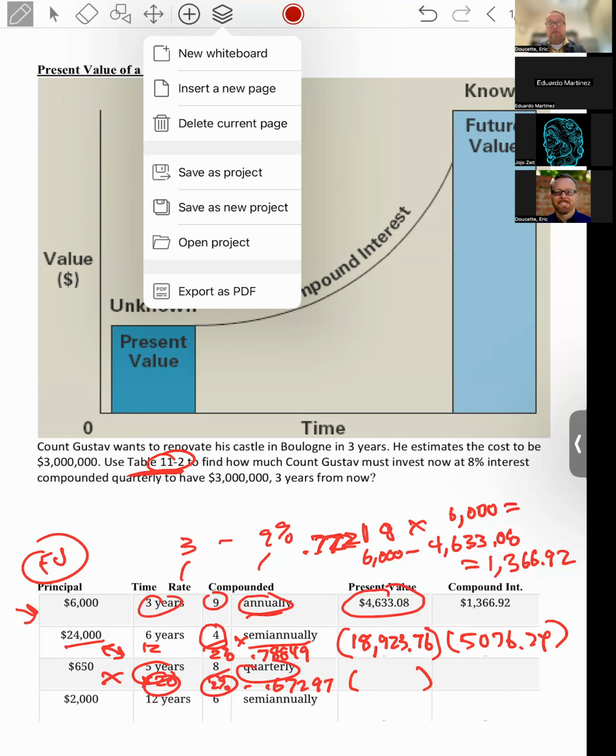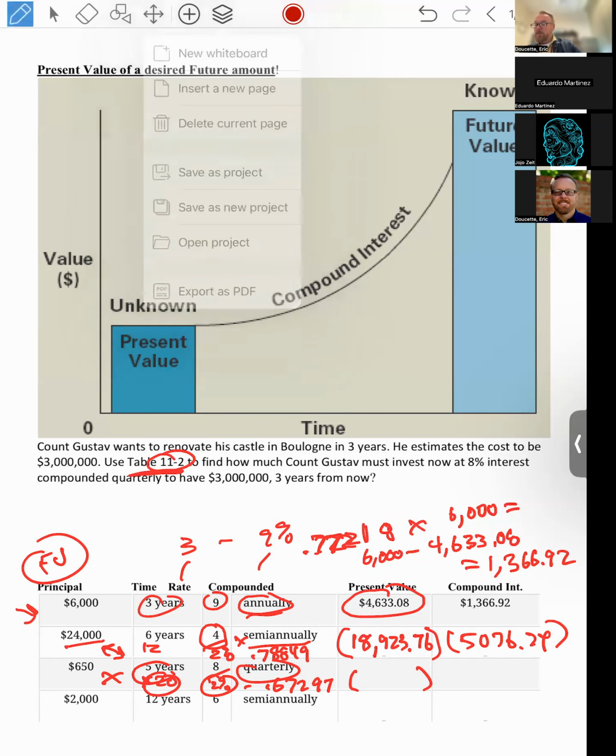can solve those problems. If it says anything about a future amount that you know you have today, you know what it is, and they're looking for what you would need now or today, then you know it's a present value problem. If you know what you have today, but you don't know what you're going to have in the future, that's a future value or compound interest problem. And that's the best way to determine which one you're solving for if you get confused.